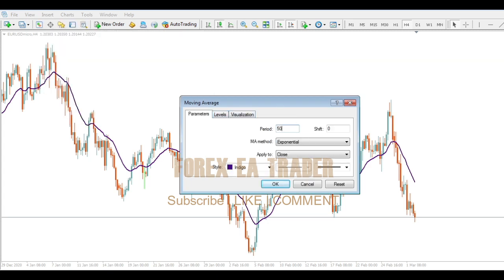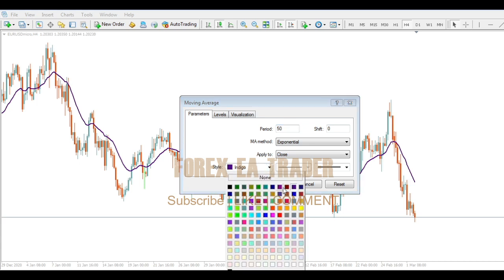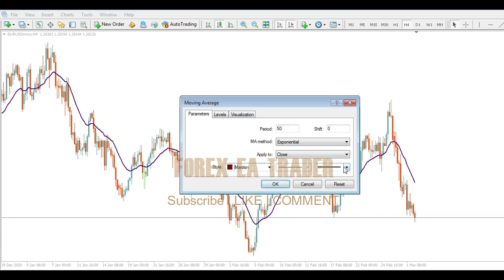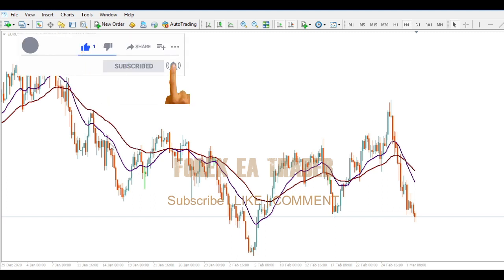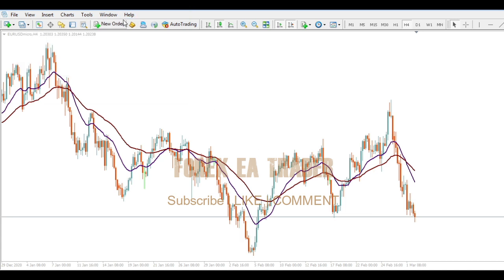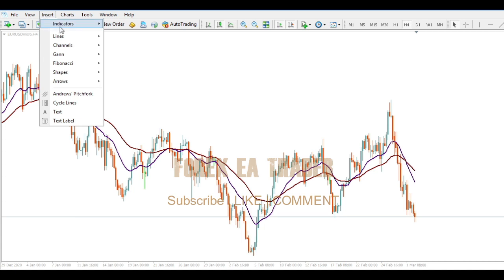add a 50. The 50 is popular whether with swing trading or with day trading. So there is our 50, the maroon one. You can simply see what's going on there. The 50 is definitely popular with both traders.